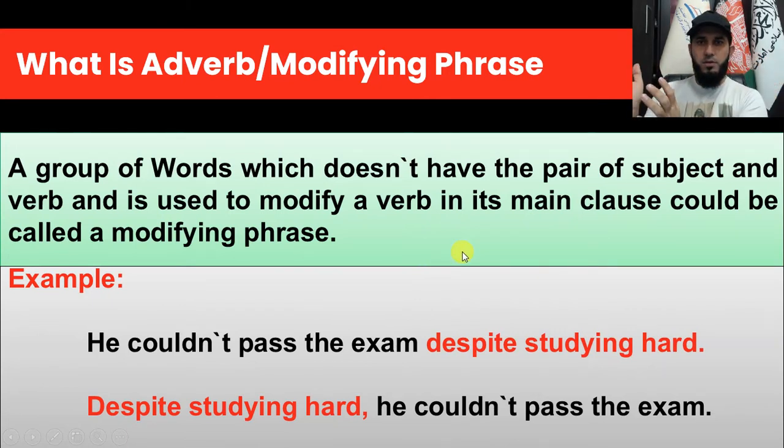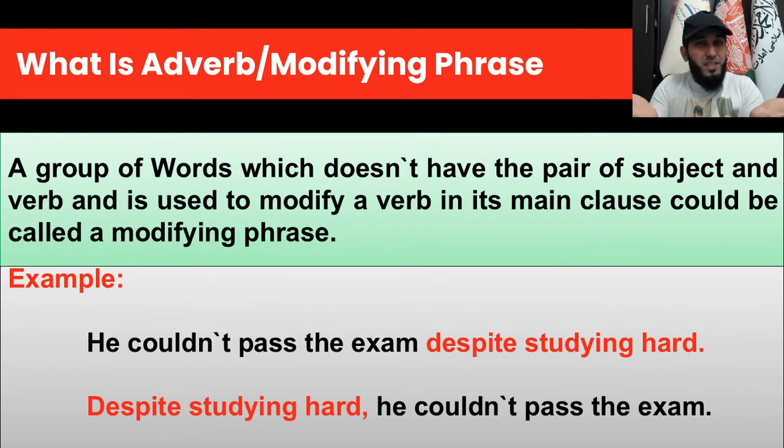Now that was the adverb clause: a group of words which has a subject and main verb and cannot stand alone. It modifies or describes a verb in its main clause. But now look at the difference between an adverb phrase and an adverb clause. The definition: a group of words which does not have the pair of subject and verb and is used to modify a verb in its main clause could be called a modifying phrase or adverb phrase. So the main difference between an adverb clause and an adverb phrase is that an adverb clause must have a subject and main verb form, but an adverb phrase doesn't have to have the pair of subject and main verb.